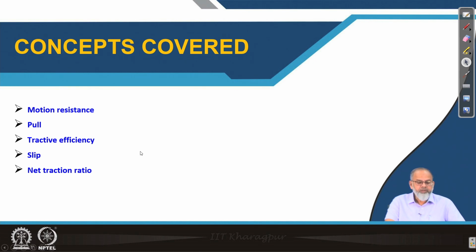Since the operator has to walk behind the power tiller, we call it a walking tractor. The concepts I'll take up are motion resistance, pull, tractive efficiency, slip, and net traction ratio. These are the parameters considered for evaluating the performance of a walking tractor when fitted with rubber tracks.